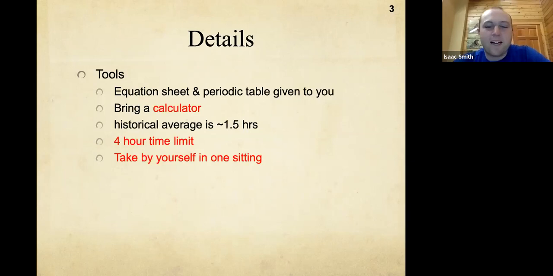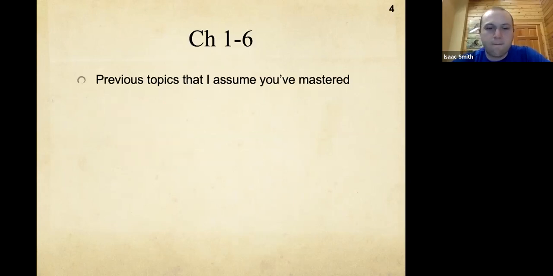Make sure you take it by yourself. Again, there's no notes, no internet, no friend, nothing like that. Just sit down by yourself in a room and take it in one sitting. Obviously, if you need to get up and get a drink or something, that's fine. And you have a 4-hour time limit. So make sure you're ready when you start the exam. Don't accidentally click it because you're curious. As soon as you click it, it's going to start.